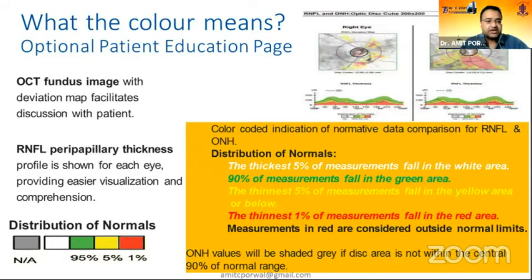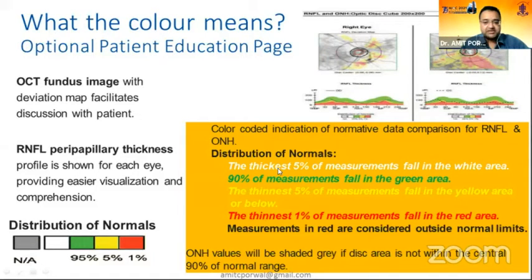So what does this color coding mean to us? Basically, it's an optional patient education page. The OCT fundus image with the deviation map facilitates the discussion with the patient about their field loss. The RNFL peripapillary thickness profile is shown for each eye, providing easier visualization and comparison. So the color-coded indication of normative data comparison for RNFL is the distribution of the normals.